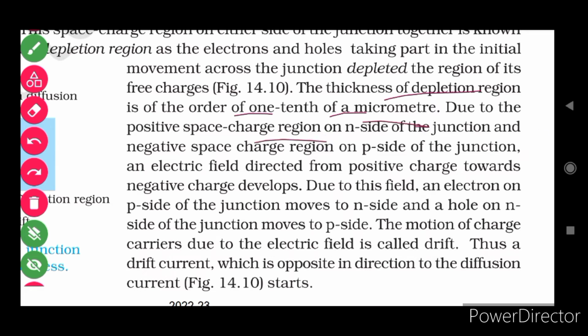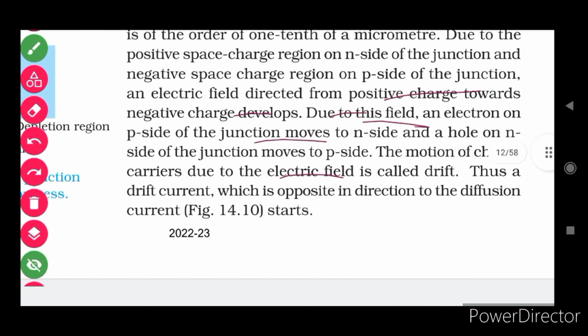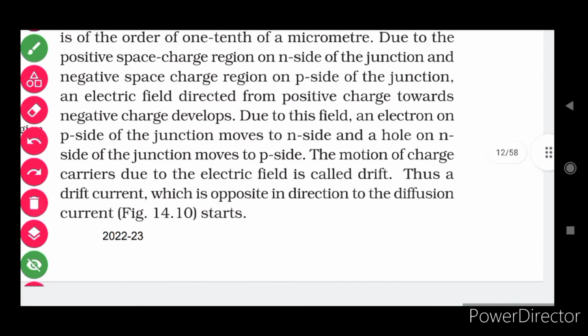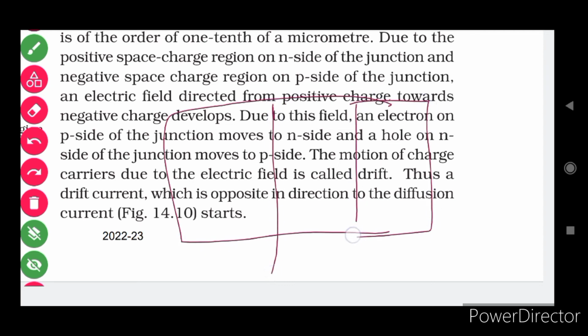Due to the positive space charge region on the n side of the junction and a negative space charge region on the p side of the junction, there is an electric field directed from positive charge to negative. Already I have explained it to you; you can read it and understand. But one interesting thing will happen now. This electric field is not in the mood to let the electrons, the majority charge carriers, go to the other side.